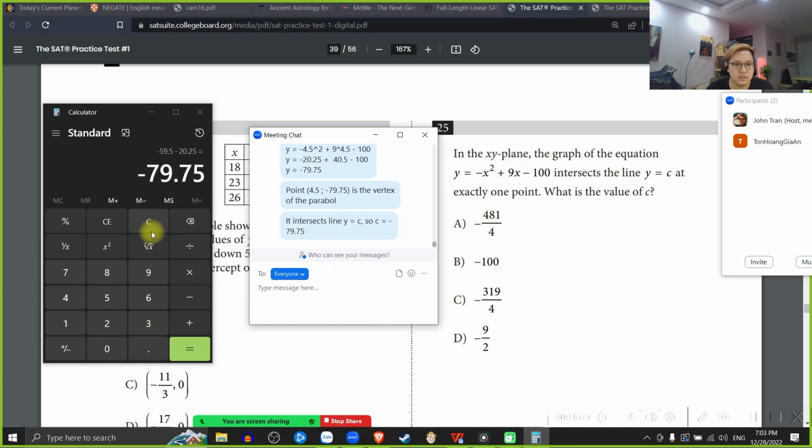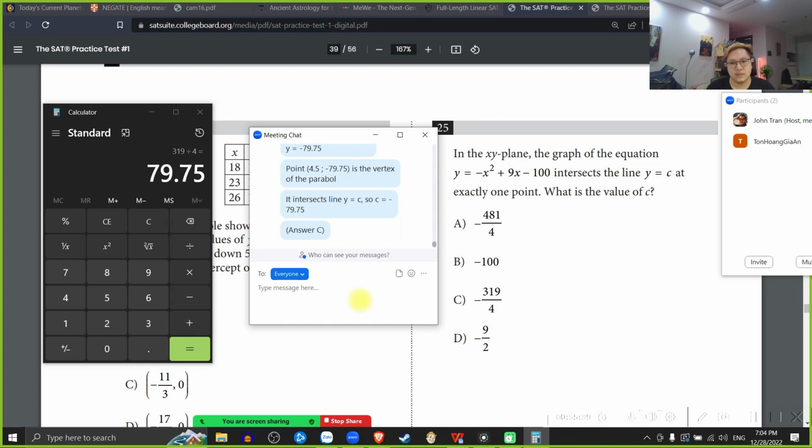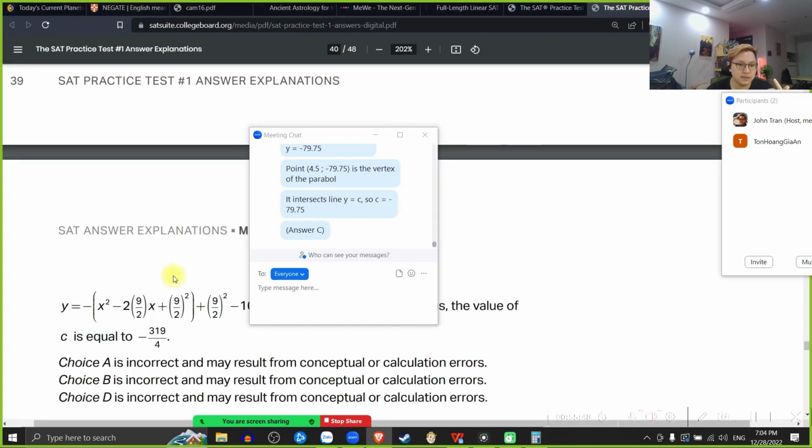And check all the answers. You can see that answer A, no, answer A is not. Answer C. It's answer C, right? Yep, it's answer C. Very good. So answer C is the correct value of C that we're talking about. Exactly. Answer C.